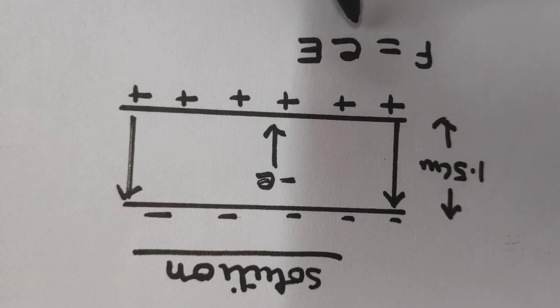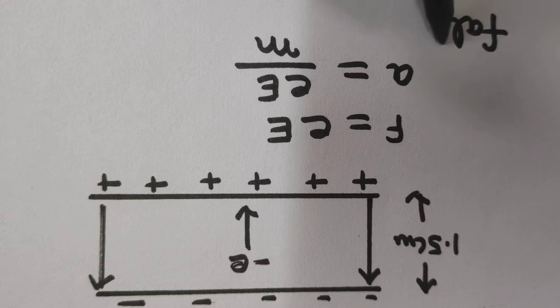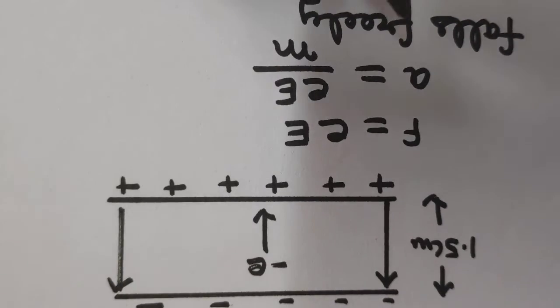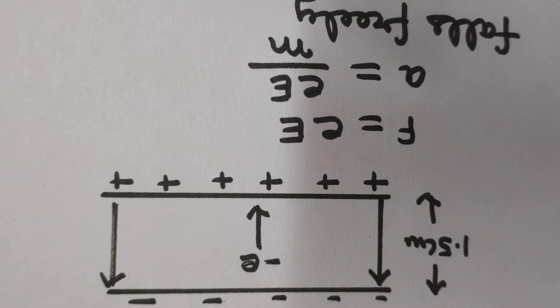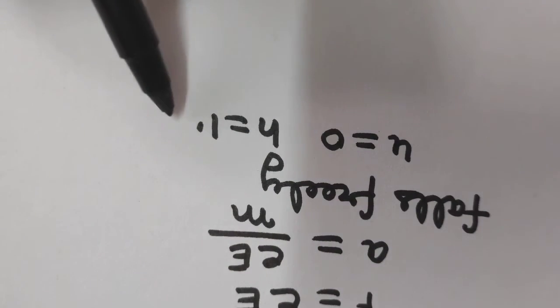E, where e is the charge on the electron and E is the electric field, capital E. Now due to this, the acceleration produced will be equal to force upon mass, eE upon m. Now it falls freely. Therefore u equal to 0, h equal to 1.5 centimeter.